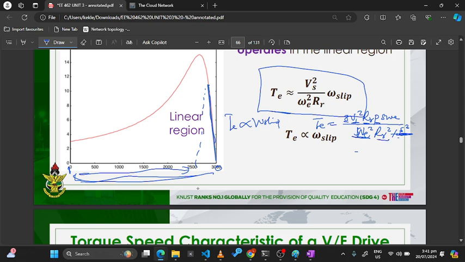Then the only thing changing here is S omega E. Actually omega E is constant, the only thing that will be changing here is S. So S omega E is equal to omega slip. Then we say that at very low values of S, TE is proportional to omega slip. And this omega slip is also equal to omega E minus omega R. Okay.